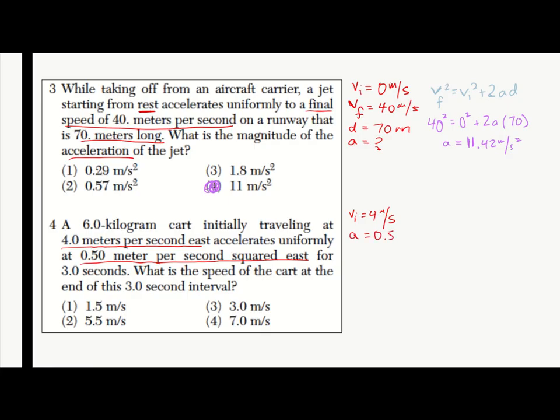Acceleration is 0.5 meters per second squared, and time is 3 seconds right there. What is the speed at the end of this? So VF is our question mark. Once again, look at your reference table. You could use this equation. There are 2 forms to it, so I'm going to use this form: VF equals VI plus AT. VF is what we're looking for, so I'm going to pause this here so I can plug in. And you get your substitution and your answer here to be 5.5 meters per second, choice 2 as your answer for number 4.